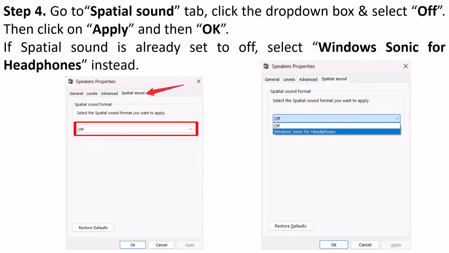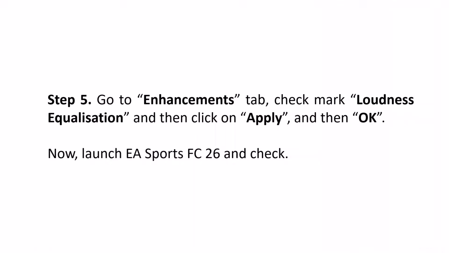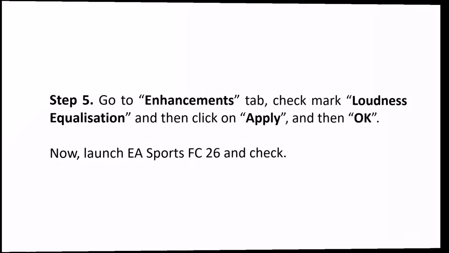Now if spatial sound is already set to off, then select Windows Sonic for headphones instead. Now go to the Enhancements tab, check mark Loudness Equalization and then click on Apply and then OK. Now launch EA Sports FC26 and check if your problem is solved or not.